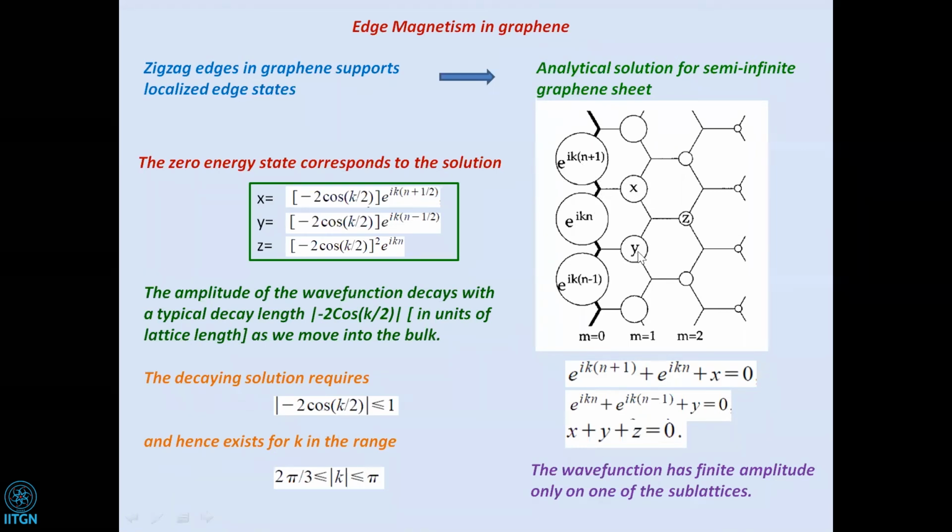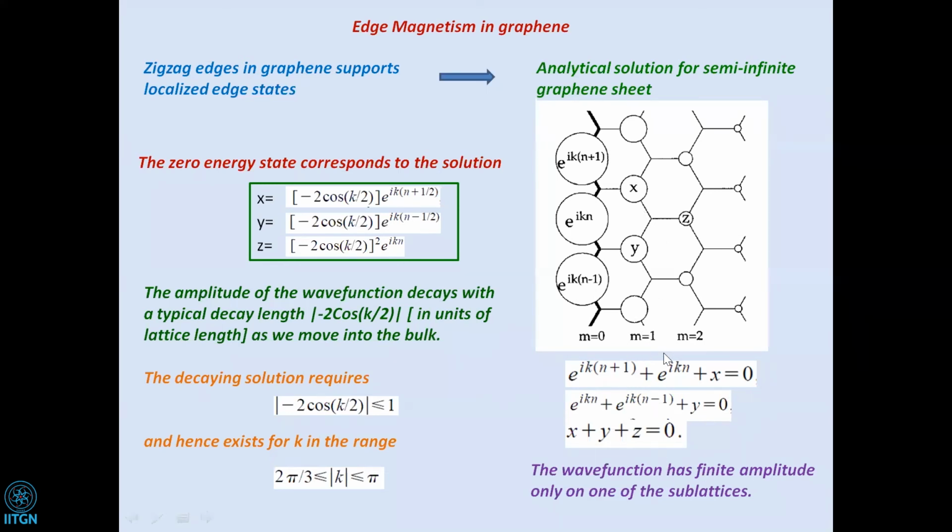It also has to happen for a site here, and also for the site here, because the wave function should be consistent at every place. So what do we need? We need that the hopping from this site out here, which is x plus e to the power i k n out here and e to the power i k (n plus 1) out here, should go to 0. And then this one should go to 0, and also x plus y plus z should go to 0. Okay? So these hoppings should all go to 0.